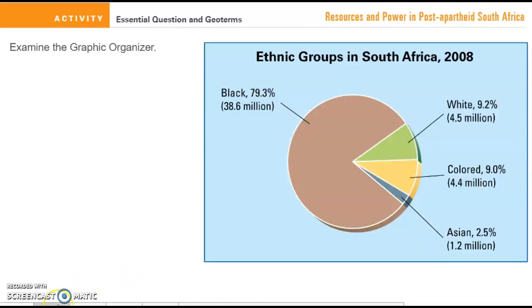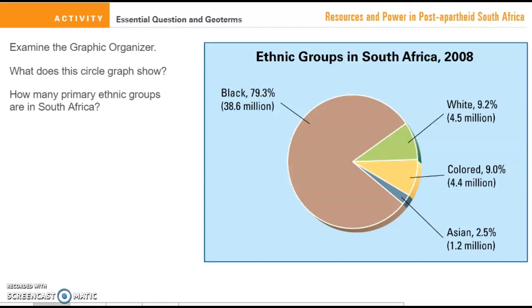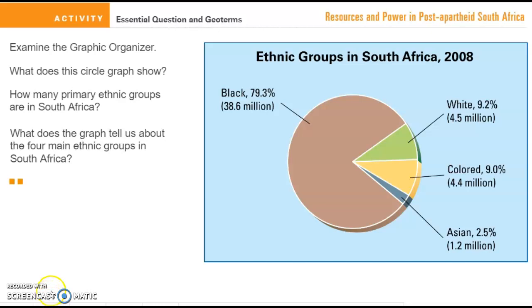So I want you to take a peek at this graphic organizer that has just come up on your screen. I want you to specifically look at what this graphic organizer is showing you. If you look at that, you're going to see that it says ethnic groups in South Africa in 2008. So how many primary ethnic groups are in South Africa? So we have 4 primary groups. And what does the graph tell us about the 4 main ethnic groups in South Africa?